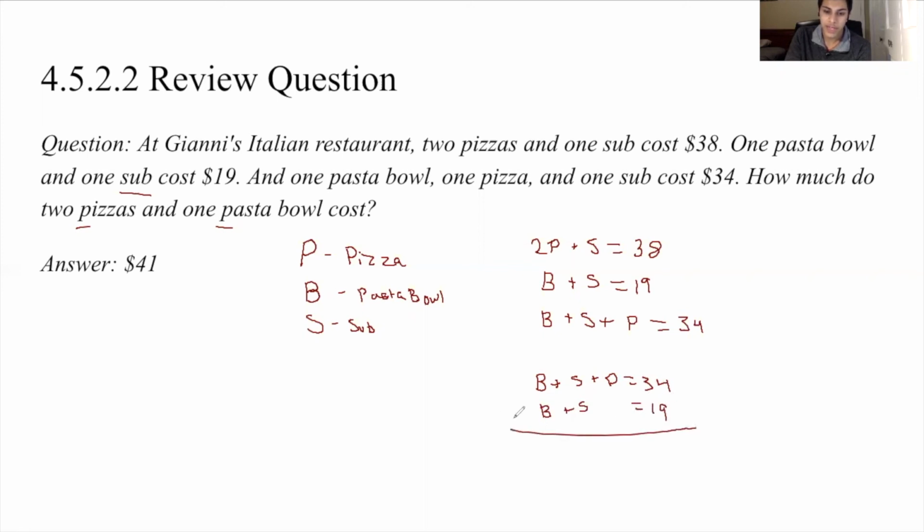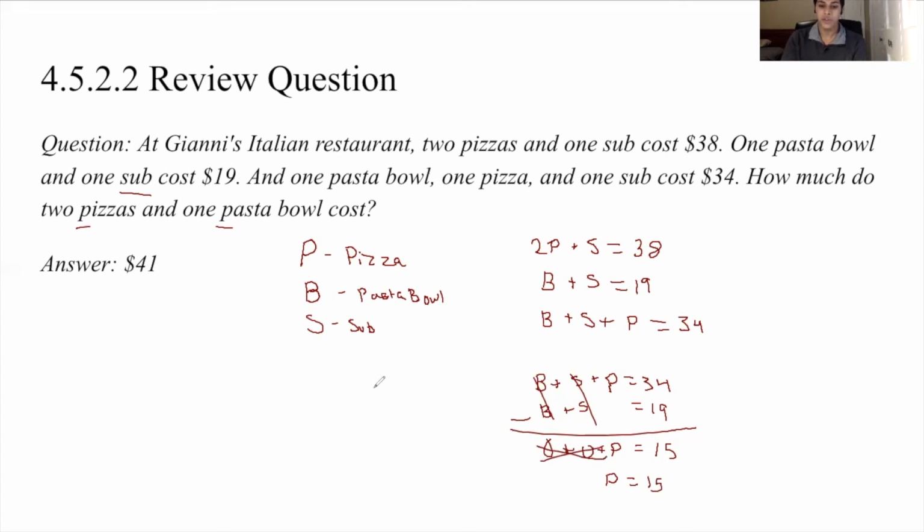Then when we subtract, these B's cancel to get 0. And then these S's cancel to get 0. And then the P, well, you're not subtracting anything from the P, so that just carries down to the bottom. So P equals 34 minus 19. And 34 minus 19 is 15, which means that the cost of 1 pizza, P, equals $15. Because remember, these zeros don't do anything.